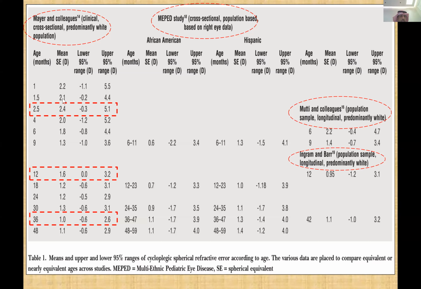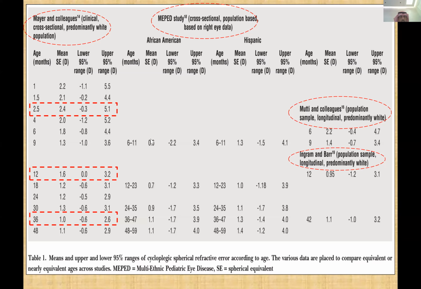And let's concentrate here from this age, 2.5 months equal to 3 months, up to 1 year, 12 months. We can see that the spherical equivalent is getting less and decreasing, and also the range is decreasing. Instead of a 5 diopter range, it becomes a 3 diopter range, and the lower limit will be plano and the upper limit 3, and it will continue to decrease with time. So at the age of 3 years, the mean spherical equivalent is 1 diopter, and the lower limit is minus 0.6, and the upper limit is 2.6.